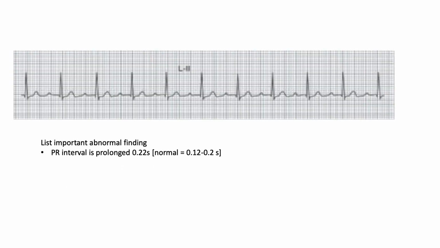What's the abnormality here? Okay, that PR interval is longer than 5 small blocks. So this has to be atrioventricular block. Okay, and this is going to be first degree because it's just a long PR interval. We're not dropping any beats.